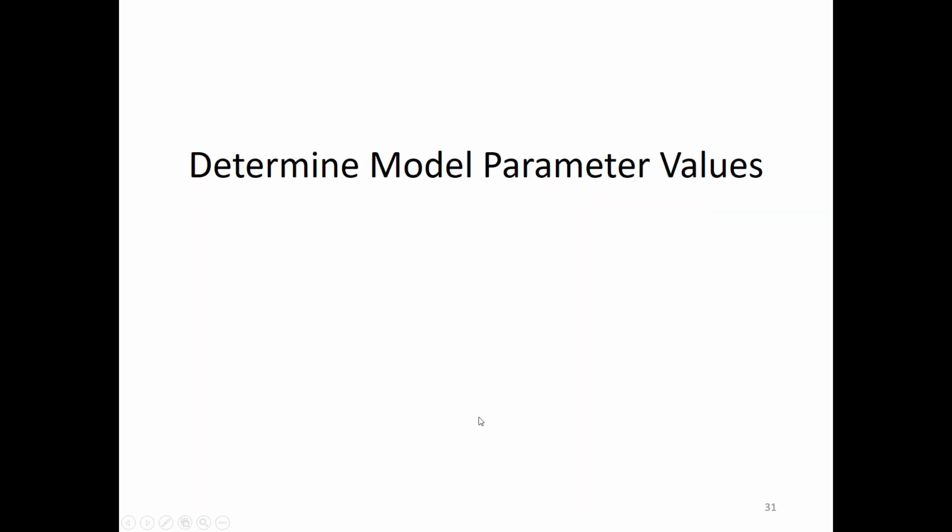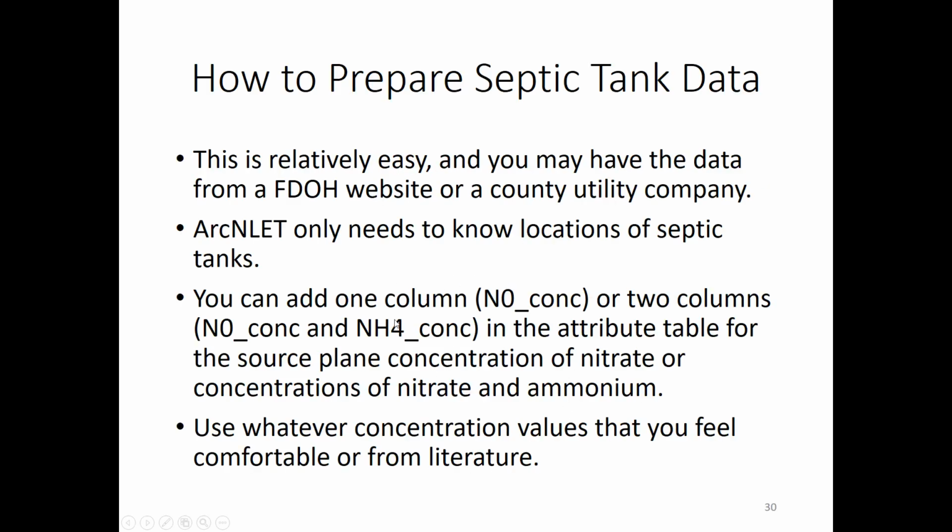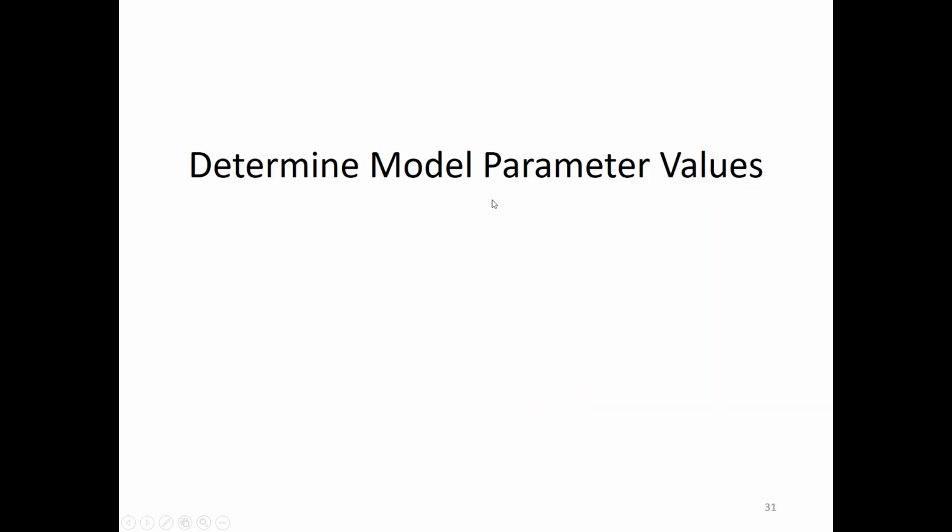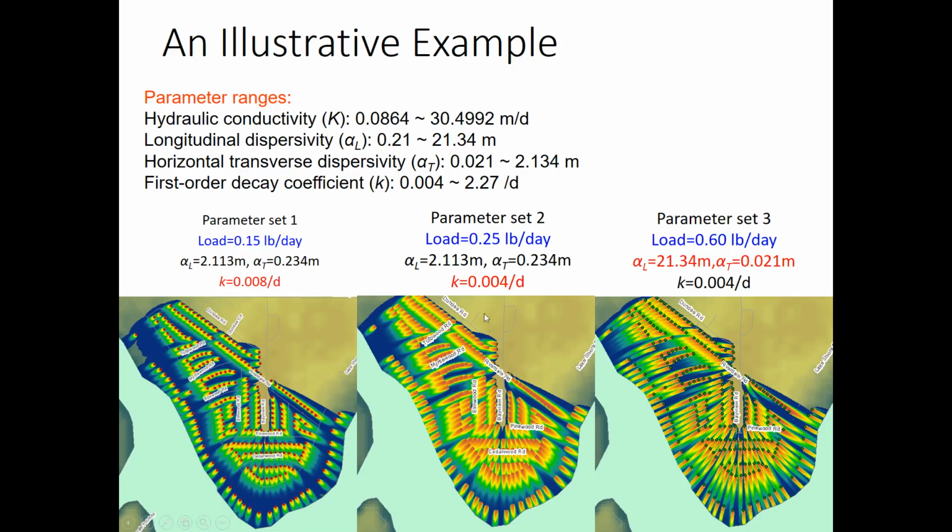And then at this point we already have all the ArcGIS files determined, and the next step is to determine those parameters that you need to run ArcNLET. For example, you need to determine the smoothing factor, you need to determine dispersivity, the denitrification rate, things like that. We're going to talk about those one by one. Those parameters are actually very important to your load estimation.